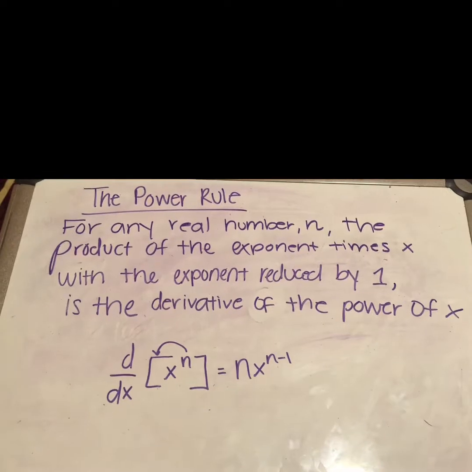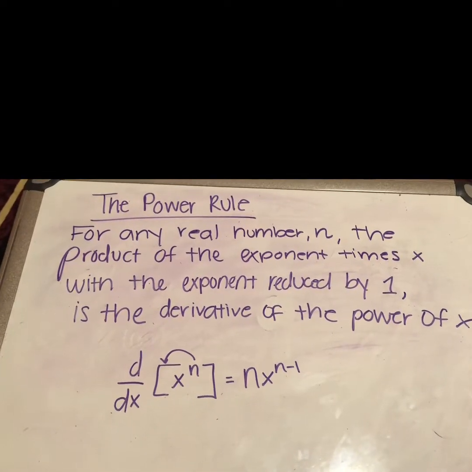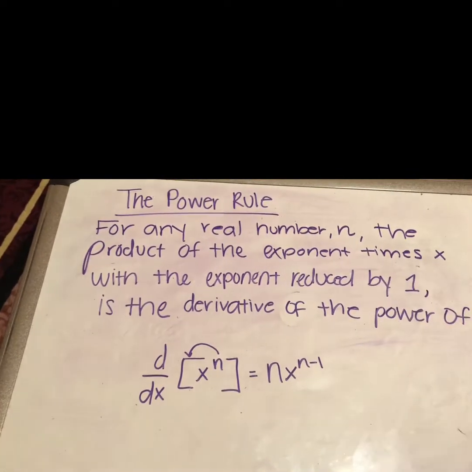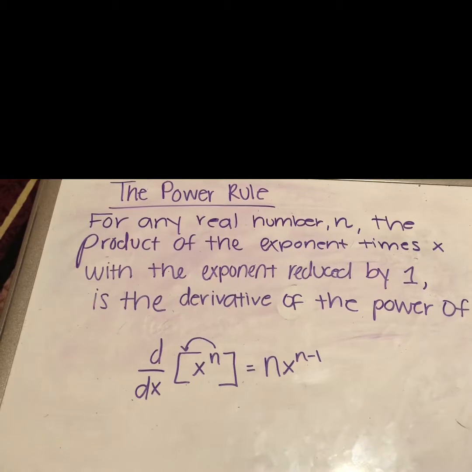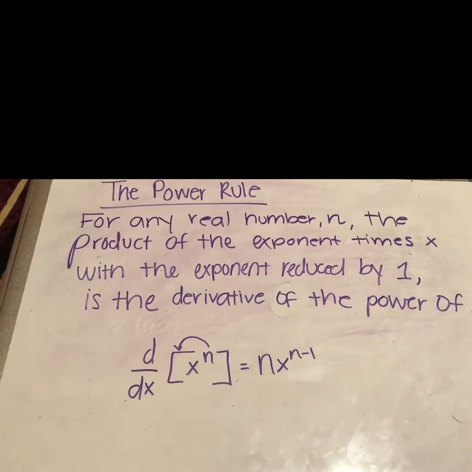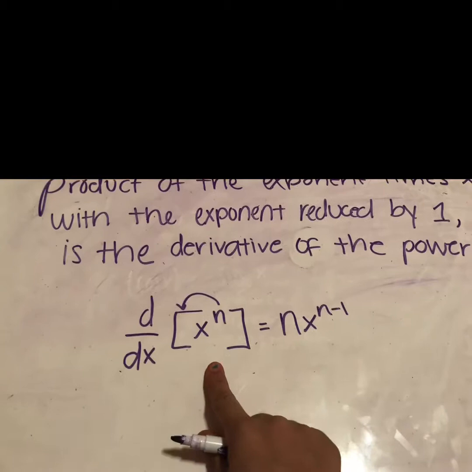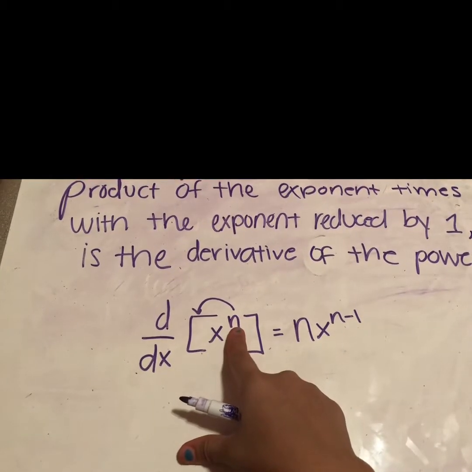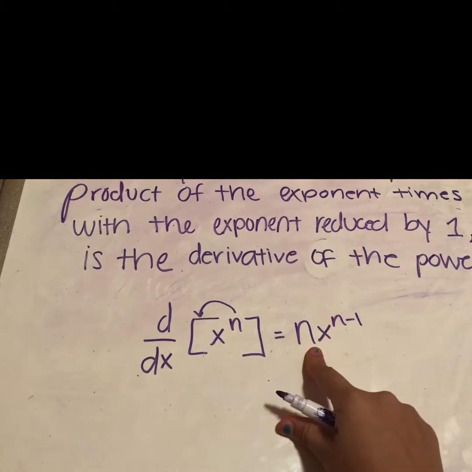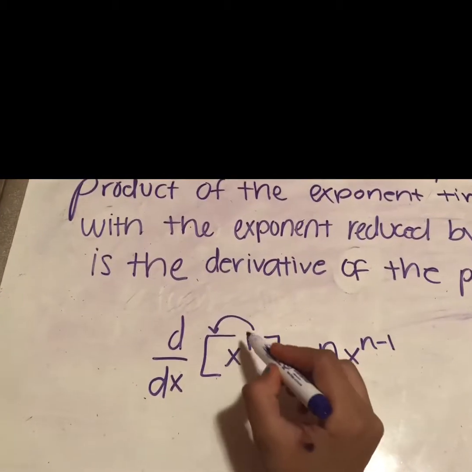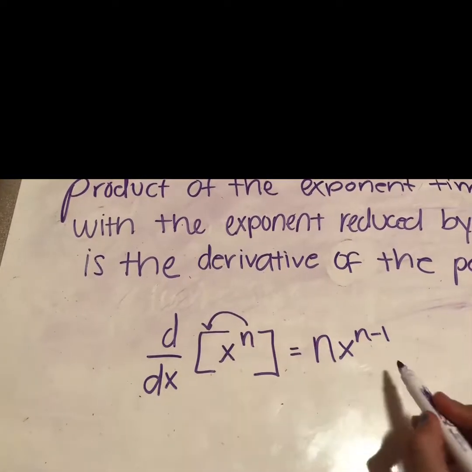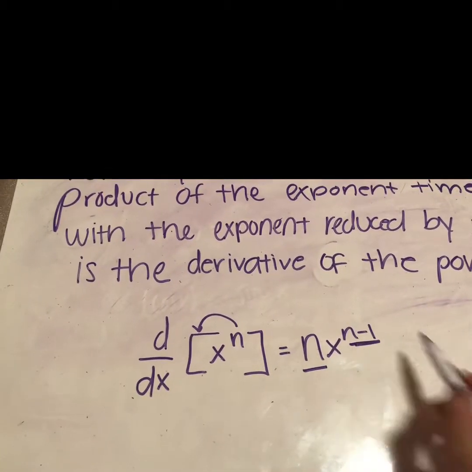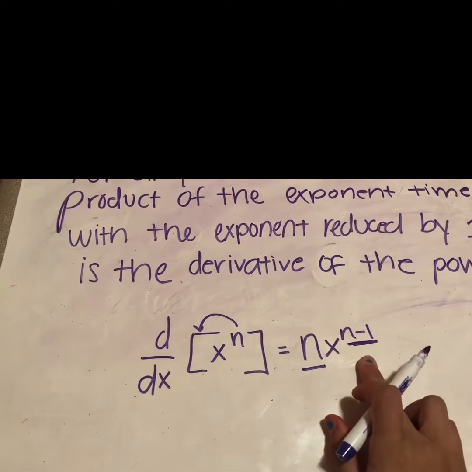The power rule is pretty important because it is an essential part of finding the derivatives. So this rule states that for any real number n, the product of the exponent times x with the exponent reduced by 1 is the derivative of the power of x. And here below we see how the derivative of x to any number results in this. So this is how we have to bring the exponent to the front, as shown right here, and then we have to subtract the exponent by 1, and that would give us our power of x.